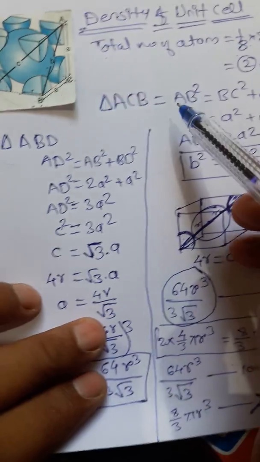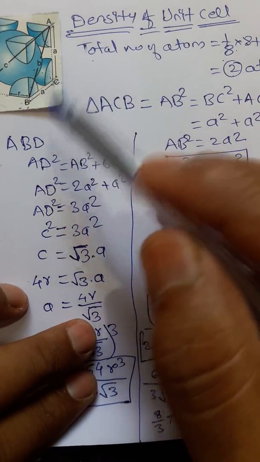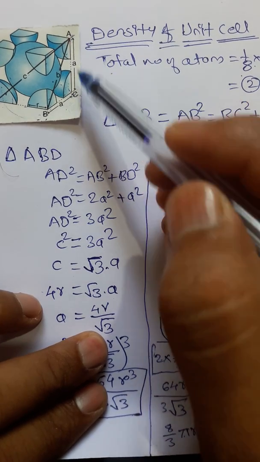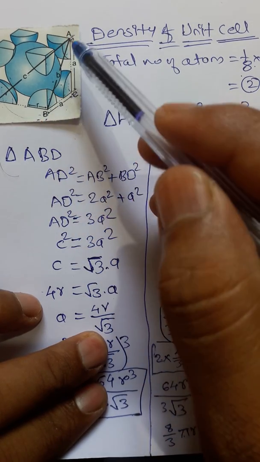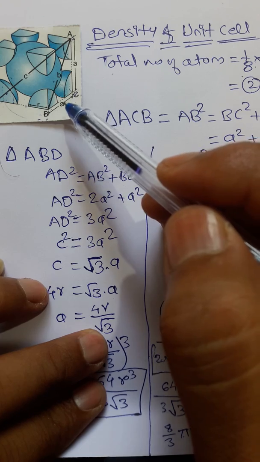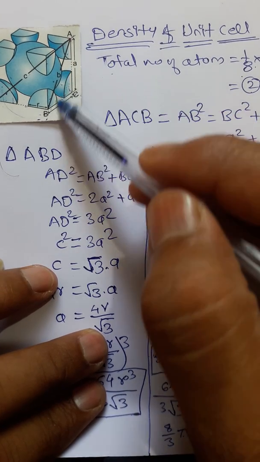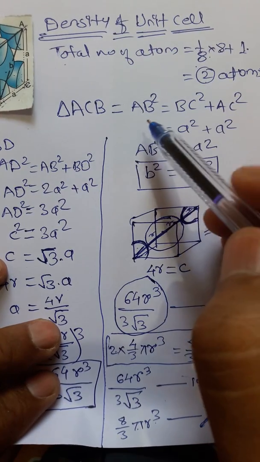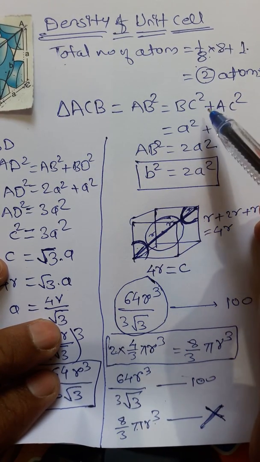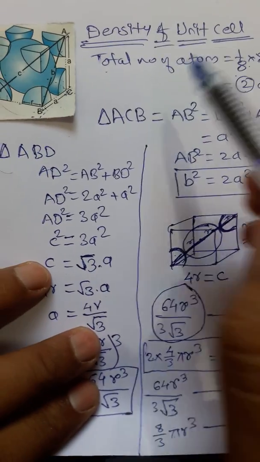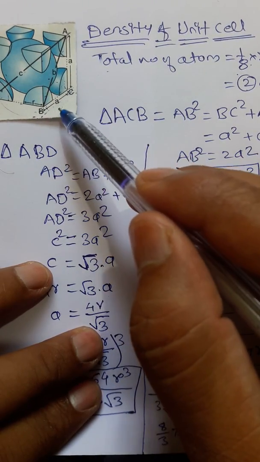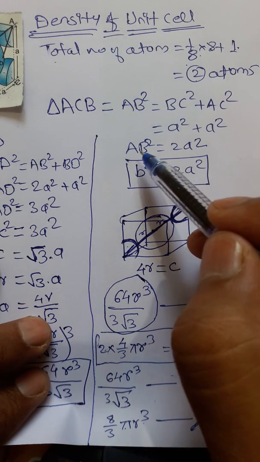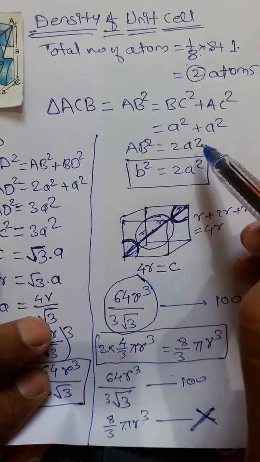साइड a, here we undergo some observation in triangle ACB. Means in this triangle ACB, according to Pythagoras theorem we can calculate that AB square is equal to BC square plus AC square. And what is the value of BC? BC is nothing but a. AC is nothing but a. So it becomes a square plus a square. It gives value equal to twice a square.